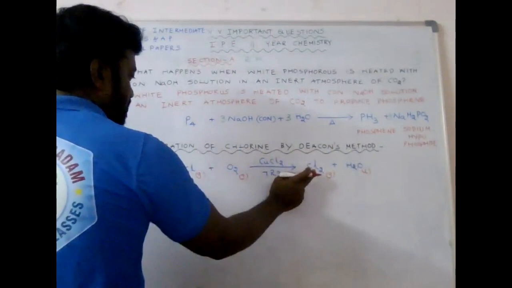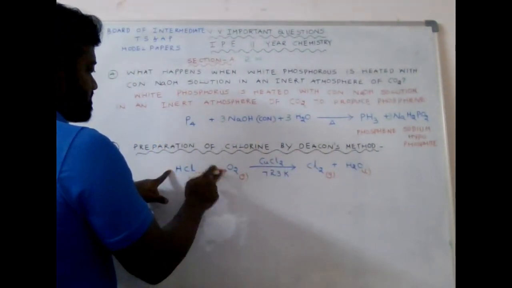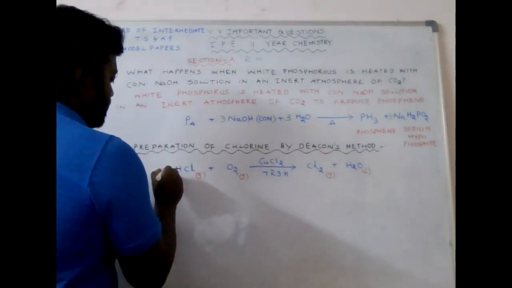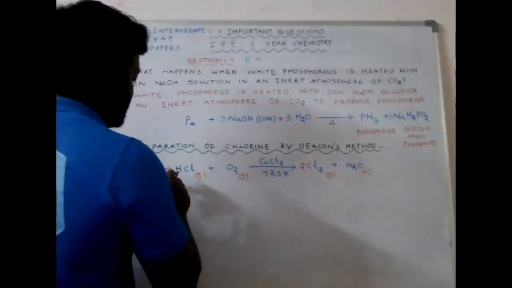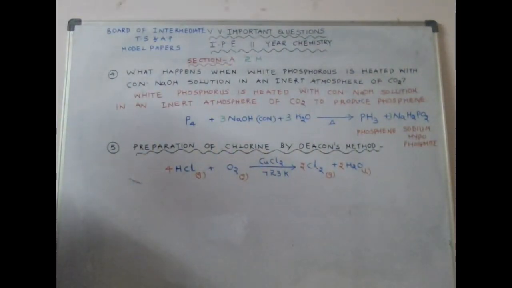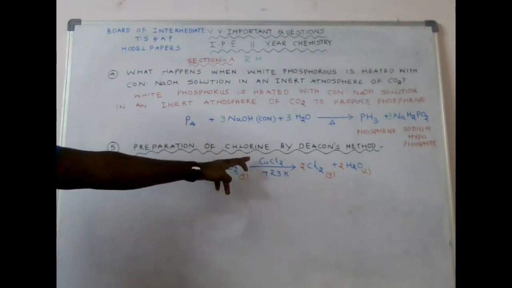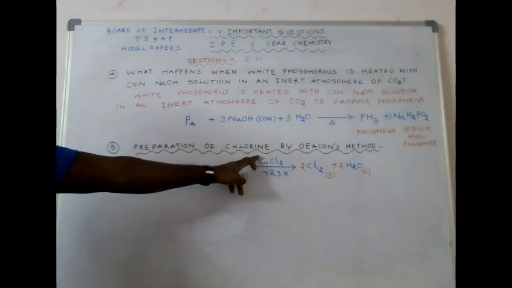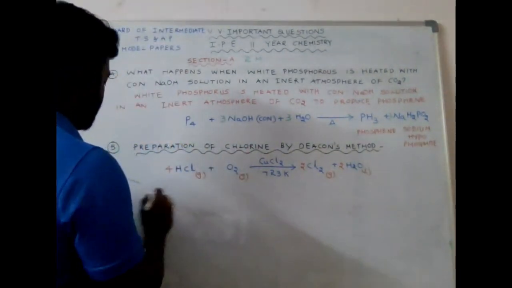Of course, this is the liquid. So to balance that, here 2 chlorines are there. If you keep here 2 means hydrogens are balanced, but oxygens are not balanced. So that is we take here 4 HCl. So here 2 Cl2. Here 4 hydrogens. So 2 H2O. Hydrogen chloride gas undergoes oxidation with atmospheric oxygen, means this oxygen is present in the atmosphere, in the presence of catalyst cupric chloride at the temperature of 723 Kelvin is called Deacon's method, right?